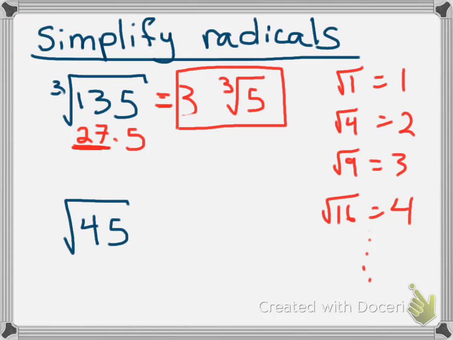So you're going to break this up into the things that you know versus don't know. Again, 45 is 9 times 5. I like to underline the things I know so I don't forget it. So the square root of 9 was 3.